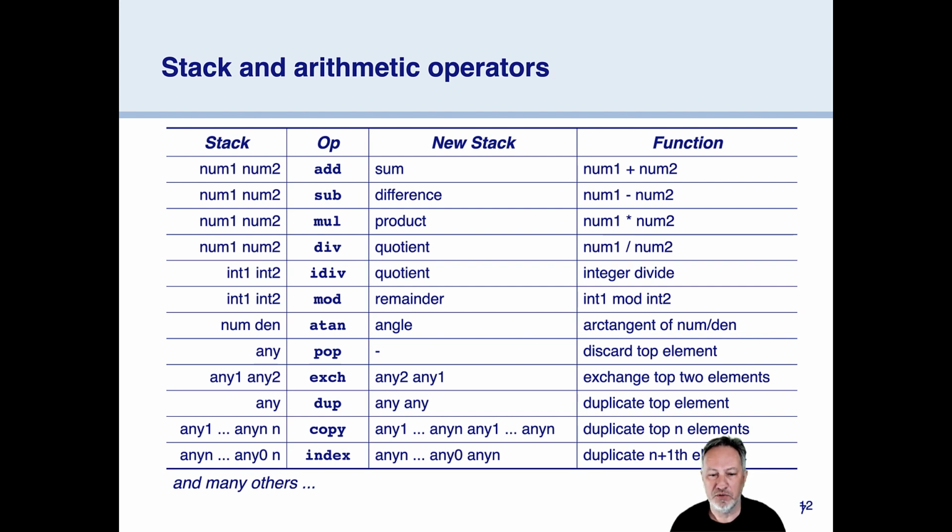Then there are a bunch of other handy operators for manipulating the stack. Exchange will swap the top two elements. Dupe will duplicate the top element. We'll be needing that later on. Copy is an extension of dupe, which will copy the top n elements. And index will reach down into the stack and pull something that's deeper down in the stack and copy it to the top.